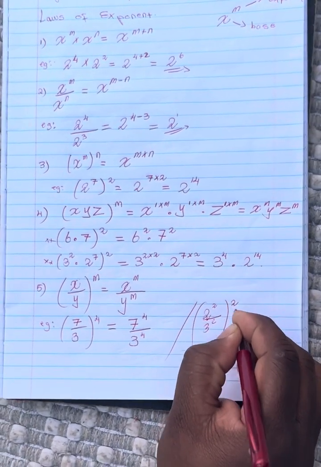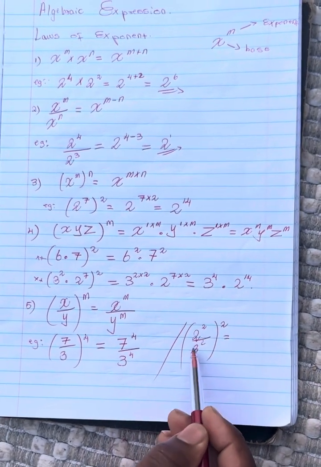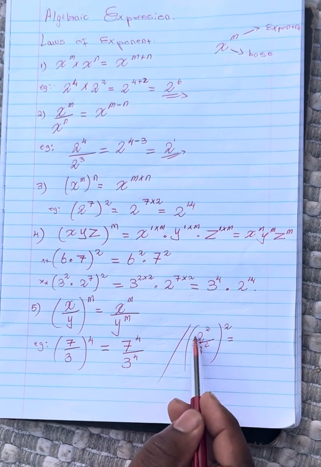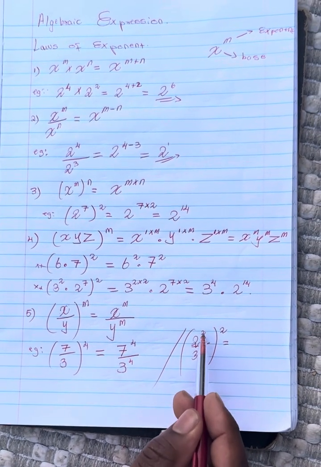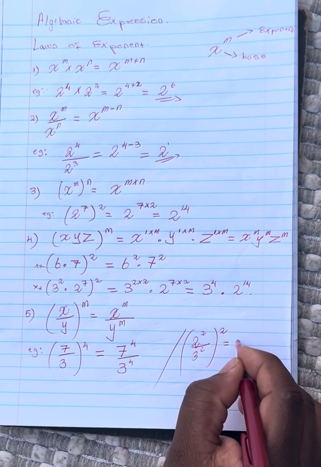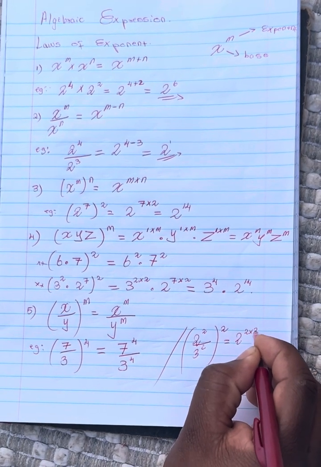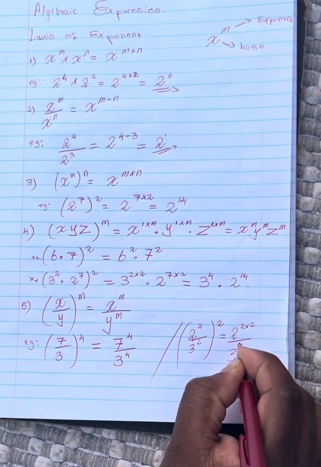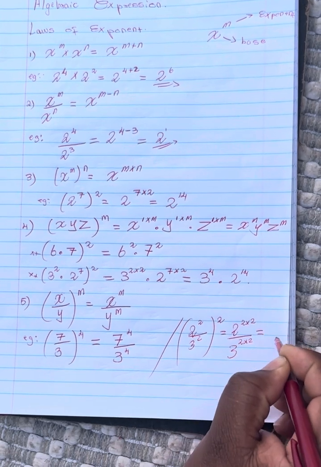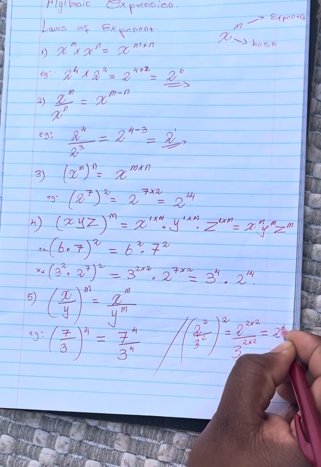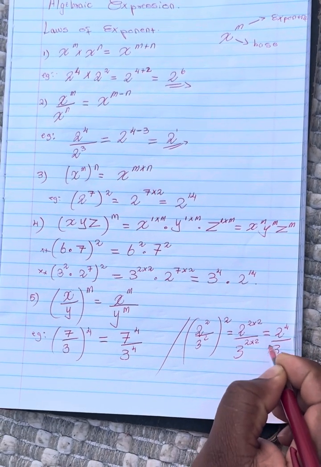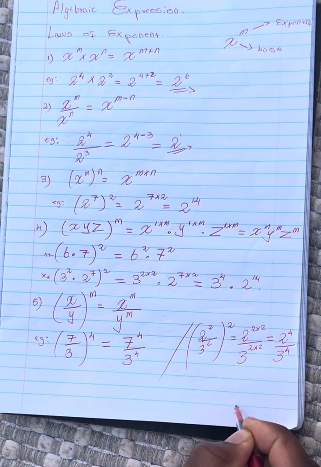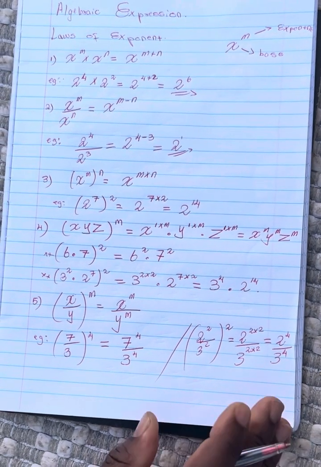Let's say now you are given 2 to the power of 2 over 3 to the power of 2, all raised to the power of 2. Now you can see that the base is no longer raised to the power of 1, but it's raised to the power of 2. So this is the same as 2 to the power of 2 times 2 over 3 to the power of 2 times 2, which is 2 to the power of 4 over 3 to the power of what? Which is 4.